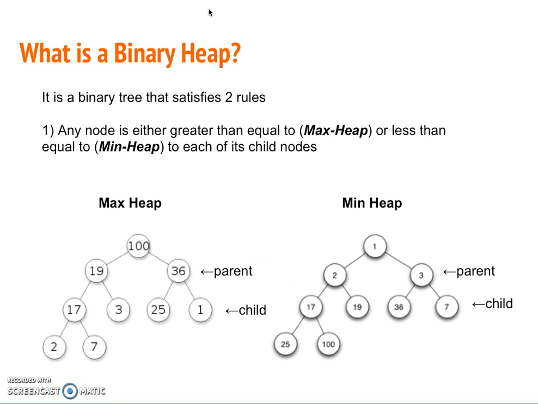A heap-labeled tree is a binary tree with a few rules that must be satisfied. The first rule depends on whether we're talking about max heap or min heap. In a max heap, the parent node must dominate the child node by being greater. In a min heap, the parent node must dominate the child node by being smaller.